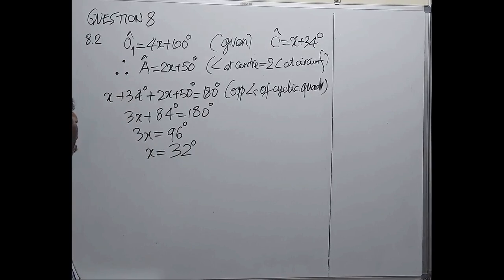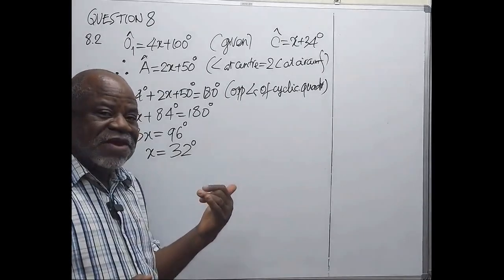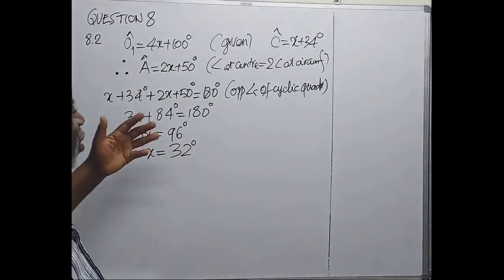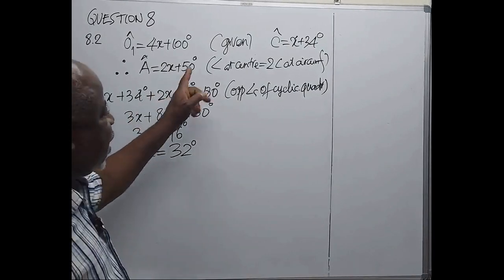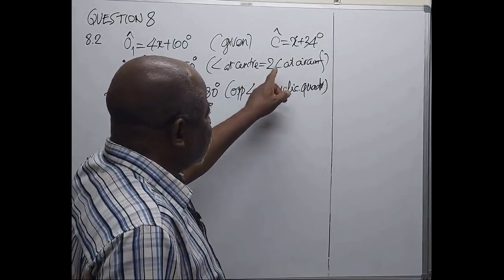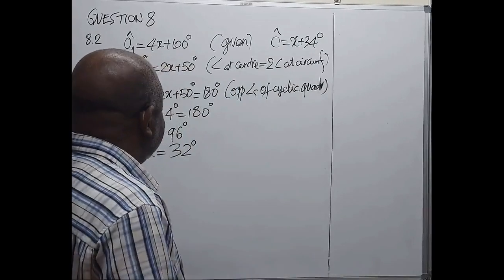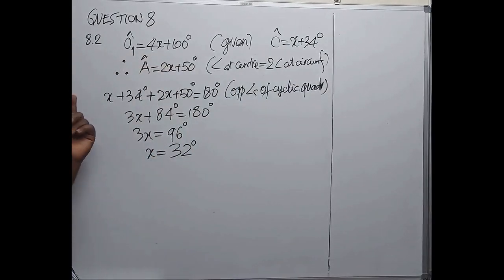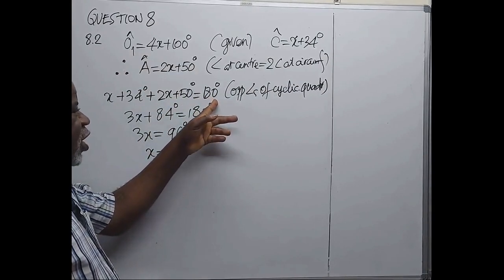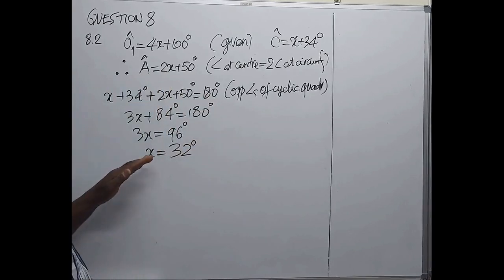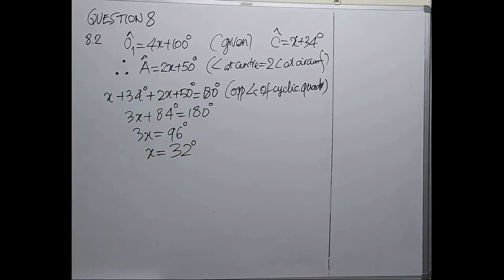So if you have understood very well this part of Euclidean geometry you have seen in grade 11, these questions are really simple. We have applied that angle at the center is equal to twice angle at the circumference. That's the reason why I've written x plus 34 plus 2x plus 50 is equal to 180 degrees. And after solving, the value of x is 32 degrees. So we're done with question 8.2.